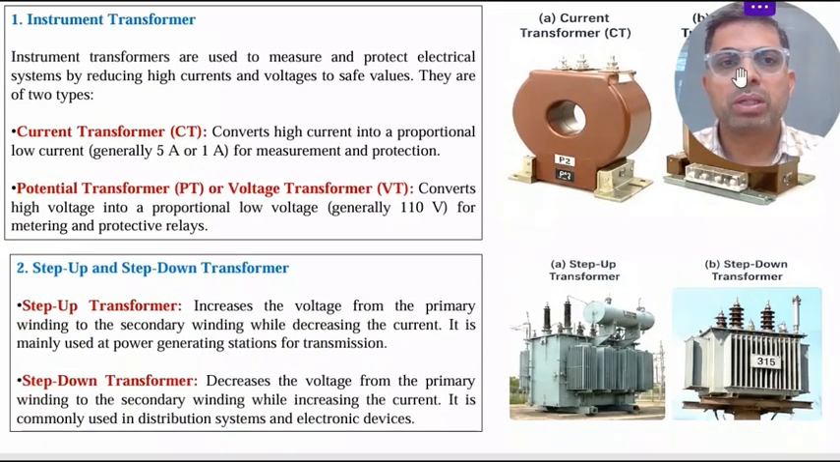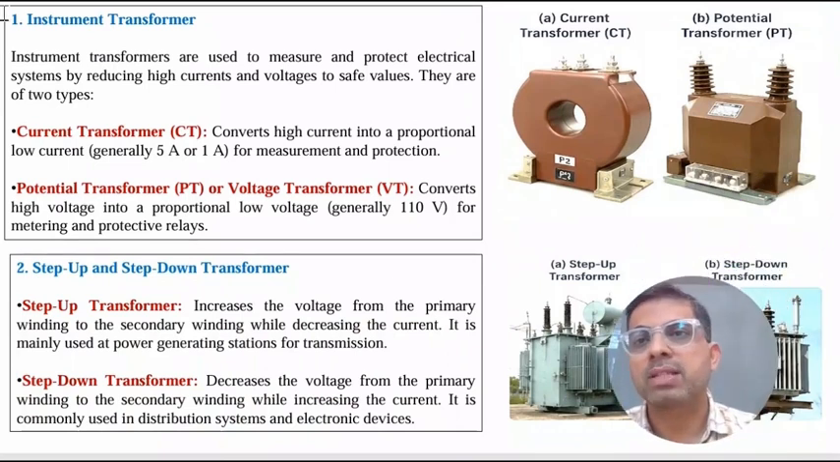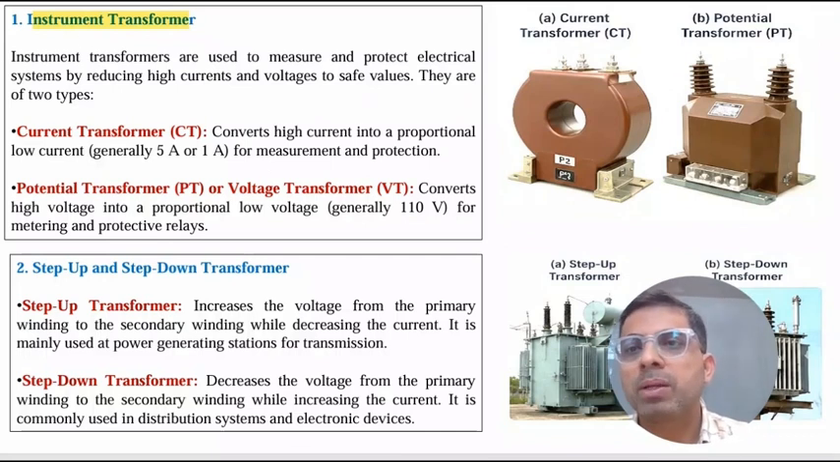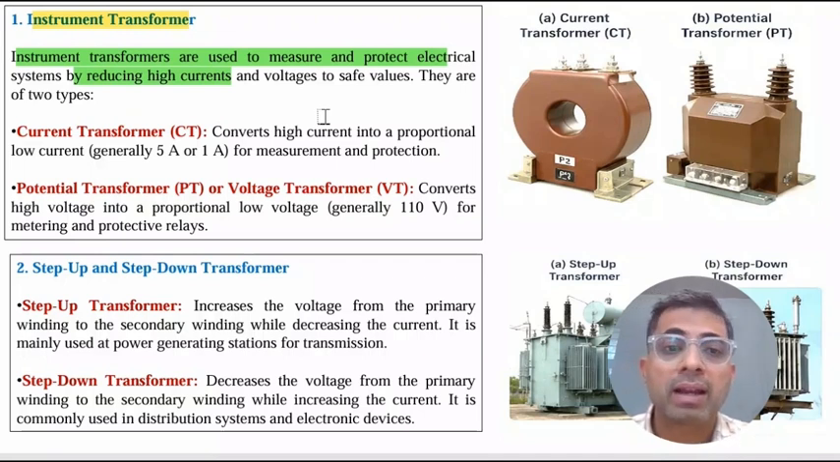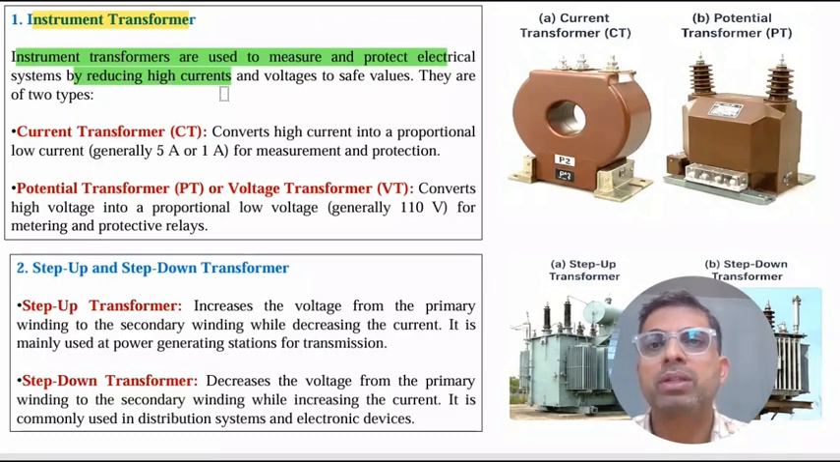Now look students, this is the first type of transformer, the instrument transformer. So what is the instrument transformer? Instrument transformers are used to measure and protect the electrical system by reducing the high current. मीन्स आपको इलेक्ट्रिकल सिस्टम प्रोटेक्ट करना है तो आपको कौन सा ट्रांसफार्मर चूज करना है? इंस्ट्रूमेंट ट्रांसफार्मर, by reducing the high current and voltage to a safe value. And there are two types of instrument transformer.